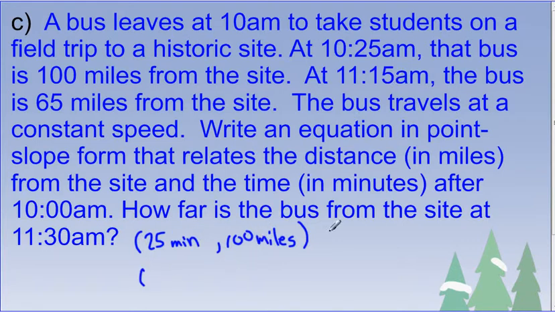And this one, well, they are 65 miles. And how many minutes away is that? Well, from 10 o'clock to 11 o'clock would be 1 hour, which is 60 minutes, plus another 15 would give you 75 minutes.